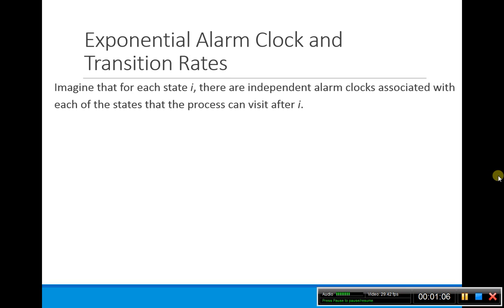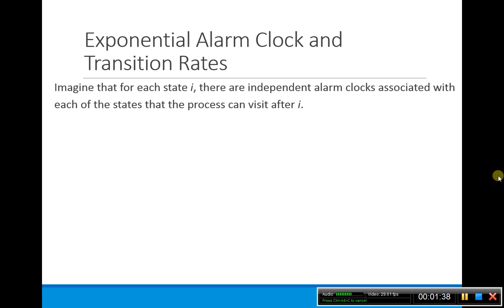Okay, so we're going to think about this in terms of alarm clocks, with alarm clocks ringing whenever we want to transition. So we're going to get what are called transition rates. The transition rates help us think about where we're going to move and when we're going to move there. We can go from state i to many different states, so assume we can go to state j, state k, etc.